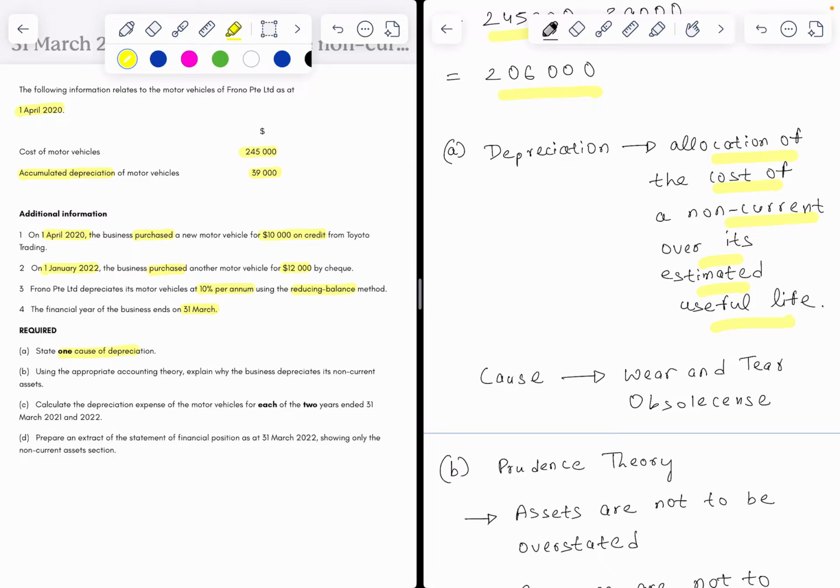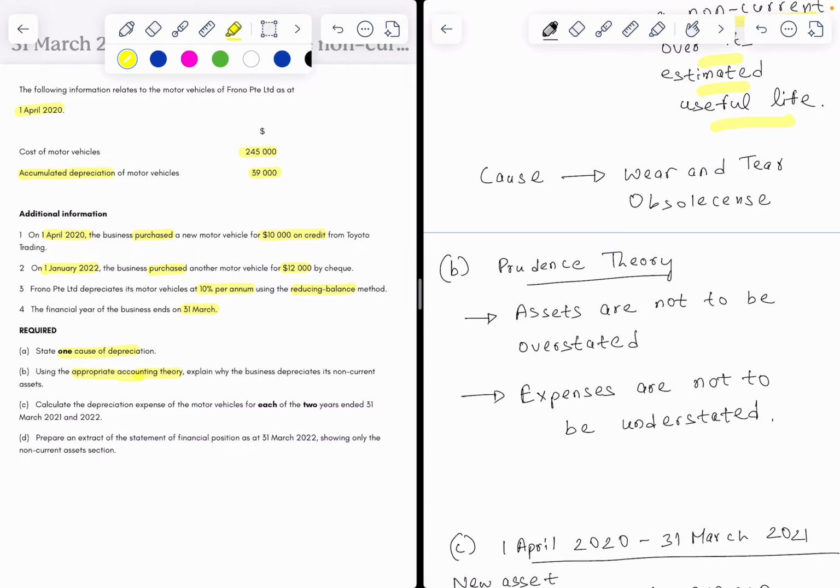Using the appropriate accounting theory, explain why the business depreciates its non-current assets. So we could discuss the prudence theory here, and the prudence theory simply states that assets are not to be overstated and expenses are not to be understated. Liabilities are not to be understated and profits are not to be overstated.